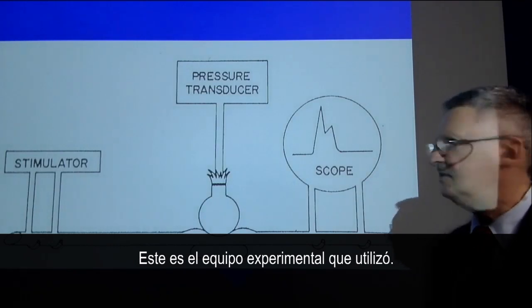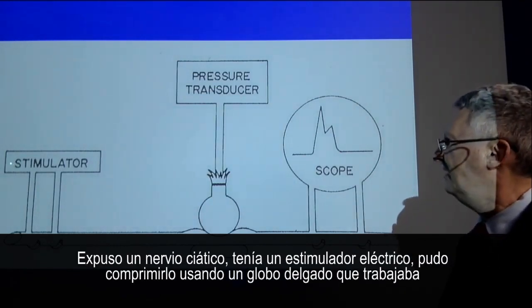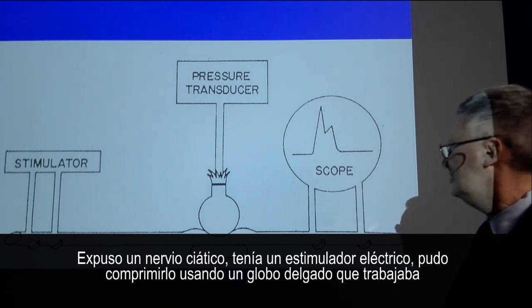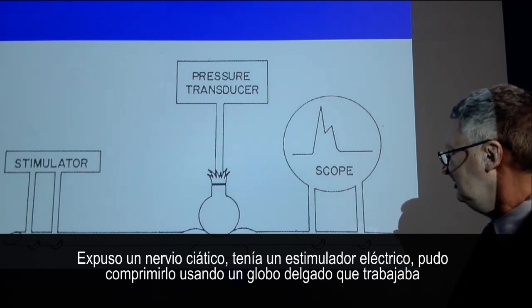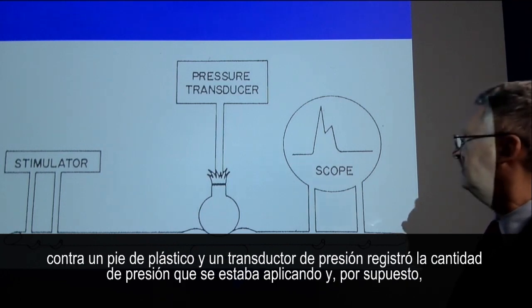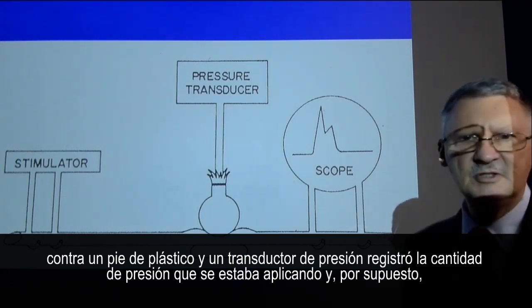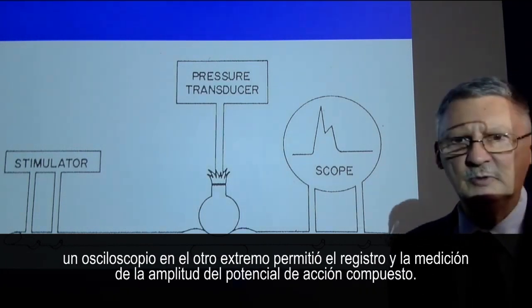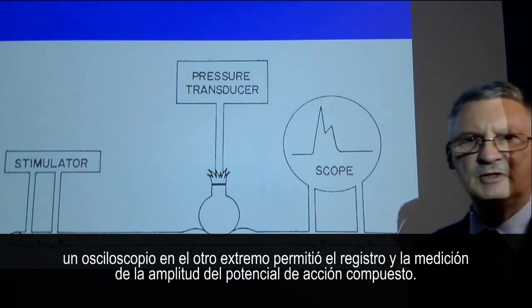This is the experimental setup he used. He exposed a sciatic nerve, had an electrical stimulator, and was able to compress it using a thin balloon working against a plastic foot. A pressure transducer recorded the amount of pressure being applied, and of course an oscilloscope on the other end allowed recording and measurement of the amplitude of the compound action potential.